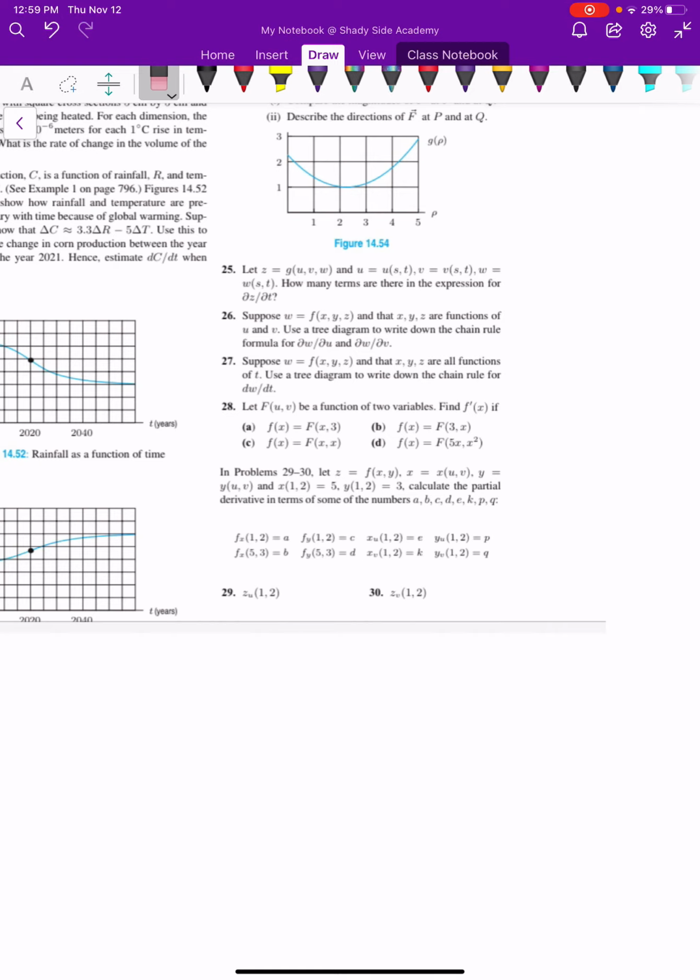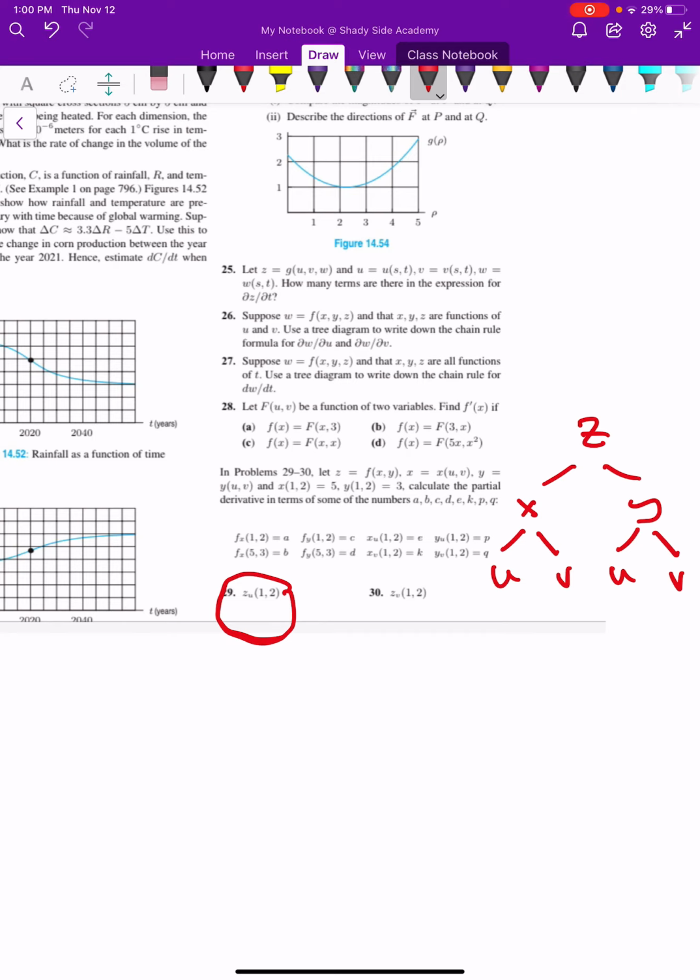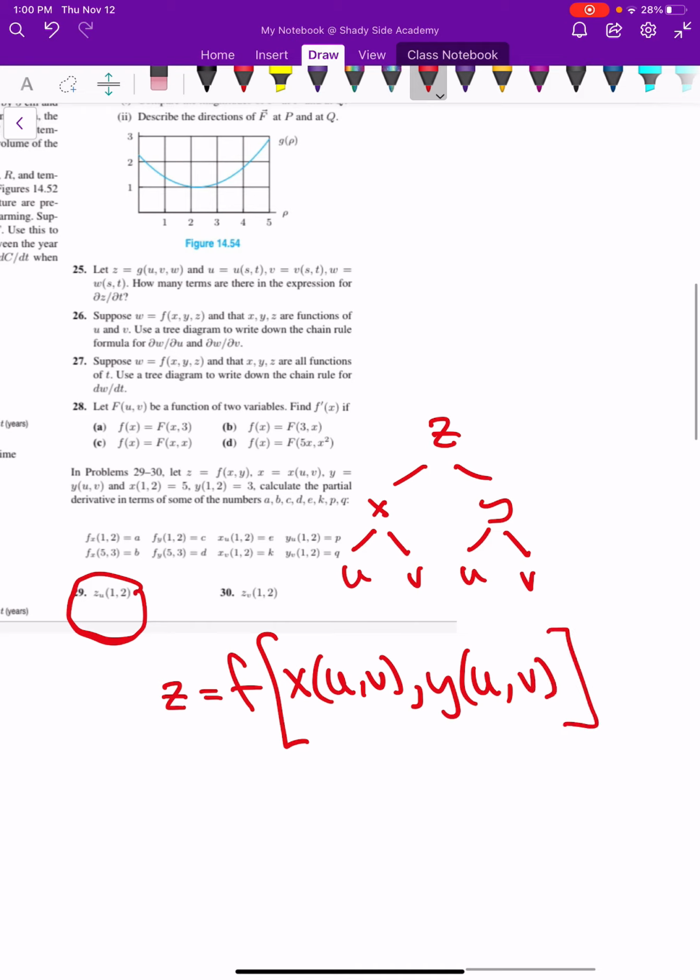You have z as a function of x and y. You're told z is a function of x and y, x is a function of u and v, and y is a function of u and v. Now, when you're asked for the partial derivative of z with respect to u at (1, 2), it's going to help you to remember that if I want to describe the function z in function notation, z is a function of x and y, but it's a function of x, which is a function of u and v, and y, which is a function of u and v. Let me give you that as your hint.